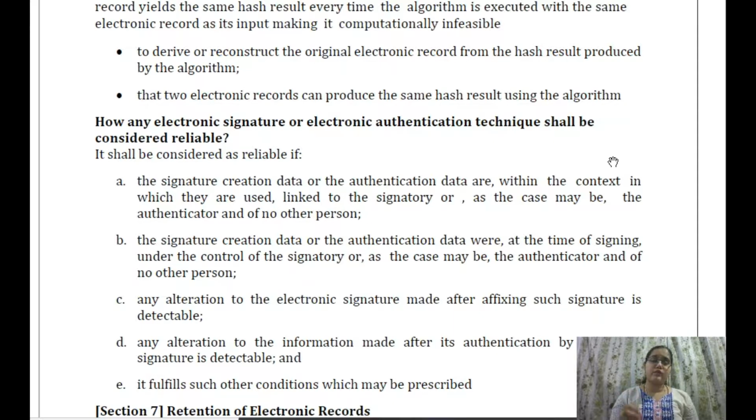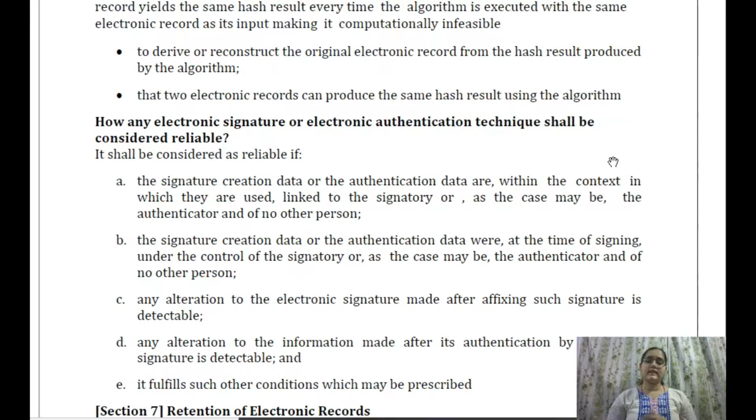If you want to designate the authentication as reliable, we need to see that the data is under the control of the signatory. Then any alteration of the electronic signature made after fixing the signature can be detected. Means there are certain protocols, or technological aspects, which will show that the electronic signature has been disturbed after it was fixed. Also, any alteration in information made after authentication by electronic record is detectable. Not only the signature: if anyone tries to change the information after the authentication has been done, there must be technological aspects which show that the data has been altered after the signature was applied. If these conditions are inbuilt in that signature, then we can say the signature is reliable.